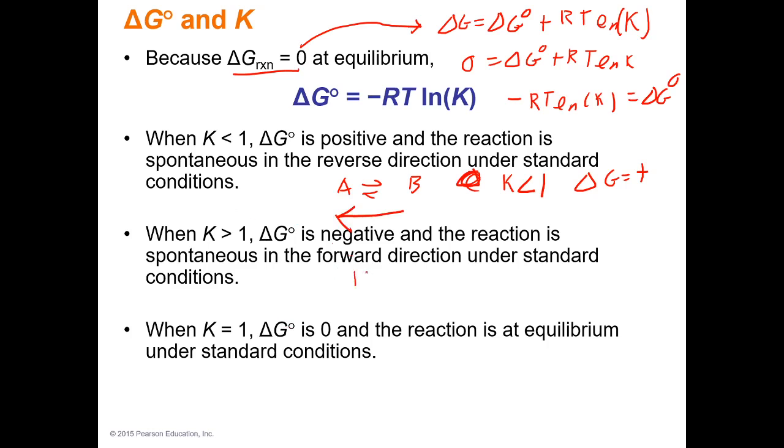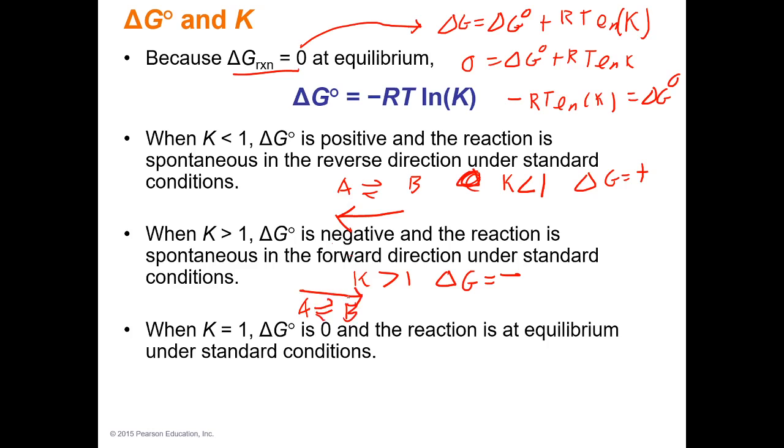On the other hand, if K is greater than 1, delta G is always negative. And in both these cases, I do mean the word always because of how the equation works out. You can solve it with any number. Anytime K is less than 1, delta G is always positive. Anytime K is greater than 1, delta G is always negative. So if delta G is negative, it is spontaneous in the forward direction. So it goes more towards B than A, which matches what we know about K.